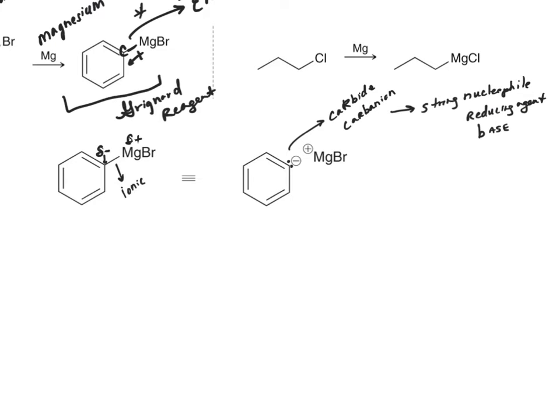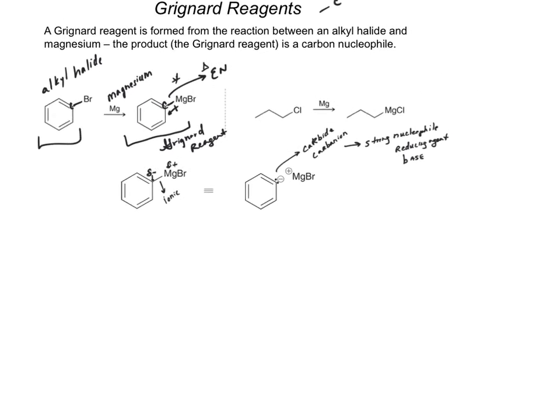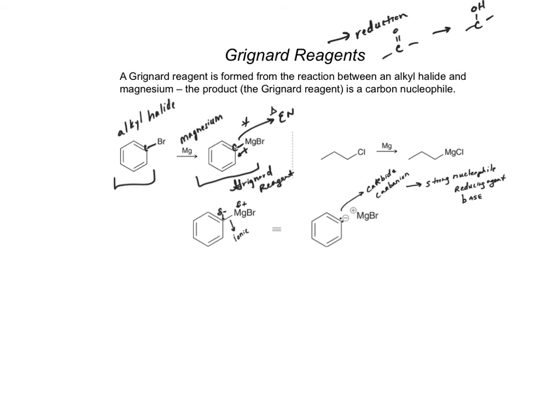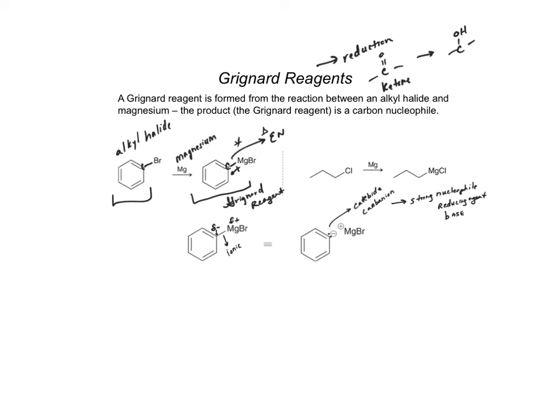So each of those things, nucleophile versus base or reducing agent versus base, is going to do different things and it's going to have different consequences overall. And we're going to talk about what that means in terms of these Grignard reagents. Okay, so because it is a strong nucleophile, because it is a strong reducing agent, Grignard reagents are capable of reducing our ketones or our aldehydes to alcohols, right? Just like we saw for the hydride reagents, right?